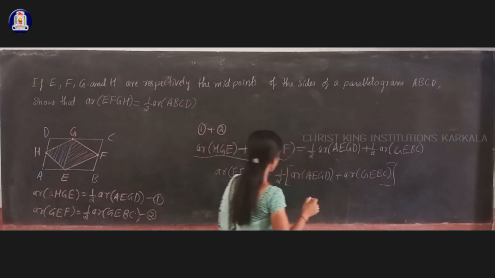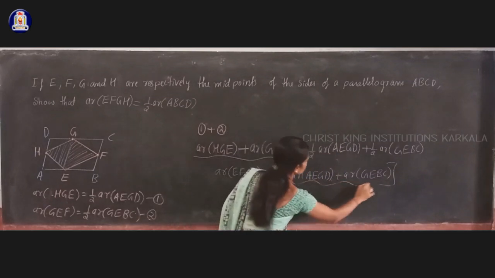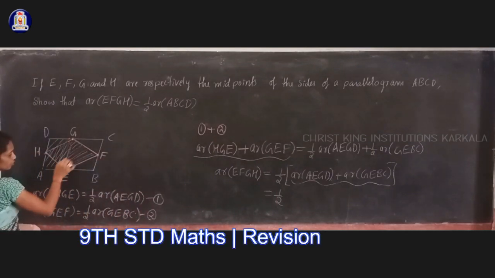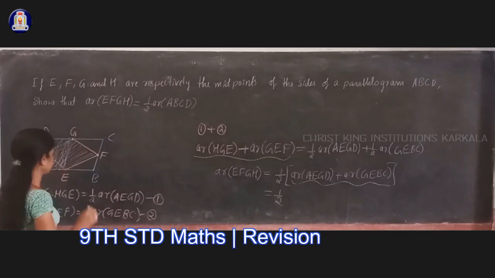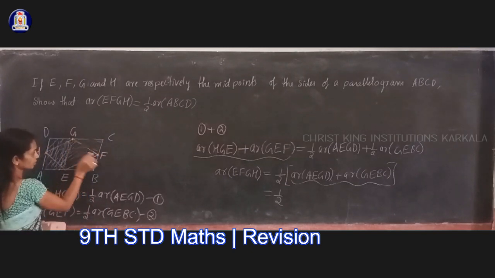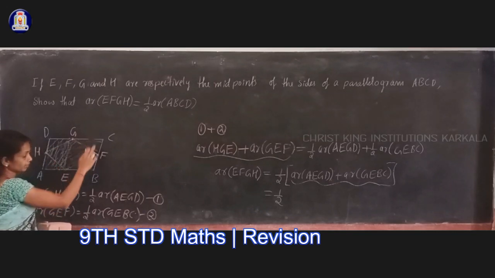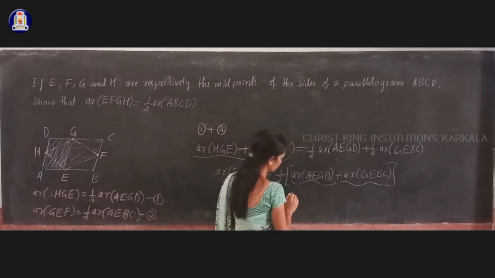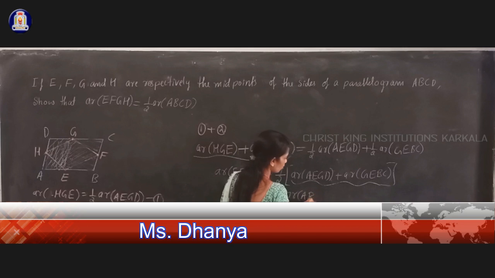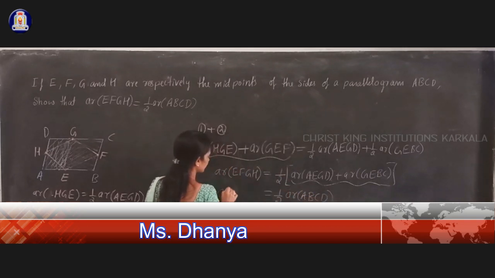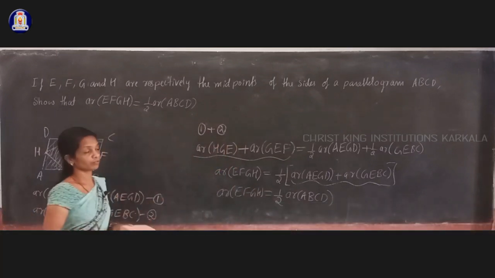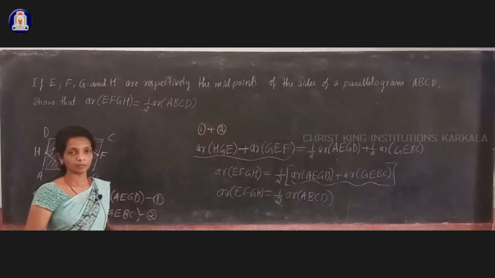Okay, and that is equal to half into, what is this from the figure? You observe AEGD. AEGD means this parallelogram, and next you have plus area of GEBC. GEBC means this parallelogram. Together that gives you the bigger one, that is parallelogram ABCD. So together, by observing the figure, you can write that as area of ABCD. And on the left side you have area of EFGH. Okay, so we proved this: area of EFGH is equal to half the area of parallelogram ABCD.